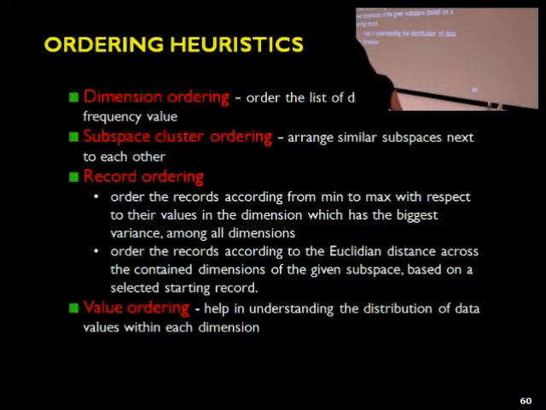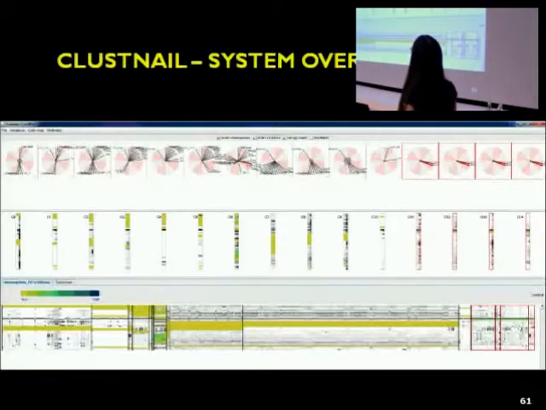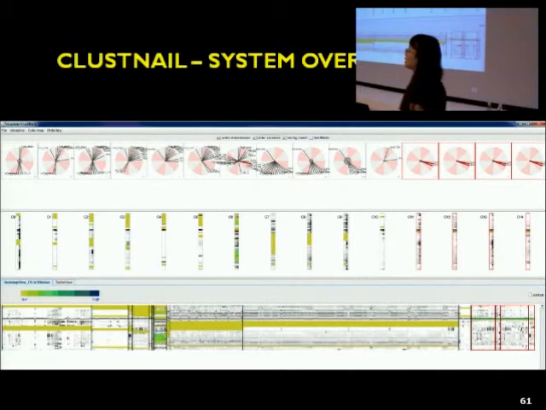Here are all the details of the ordering heuristics we've designed. If you're interested, I can give you the reference. And here is a system overview. Also, I forgot to mention we implemented different types of linking and brushing techniques. If you highlight one thing in one of these three views, the rest of the parts will be highlighted as well. This is quite standard, but it is very useful when you try to explore the clustering result.